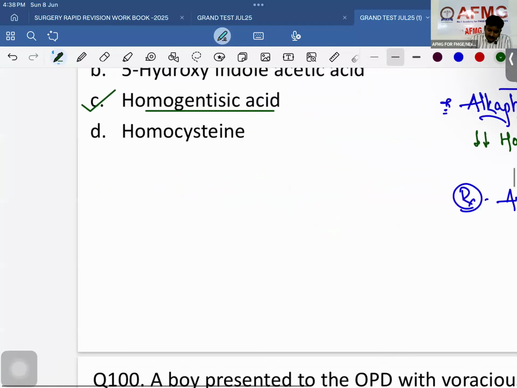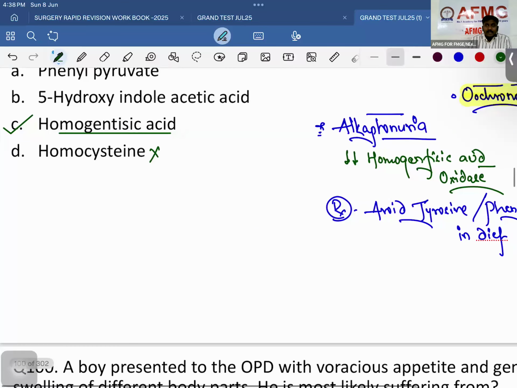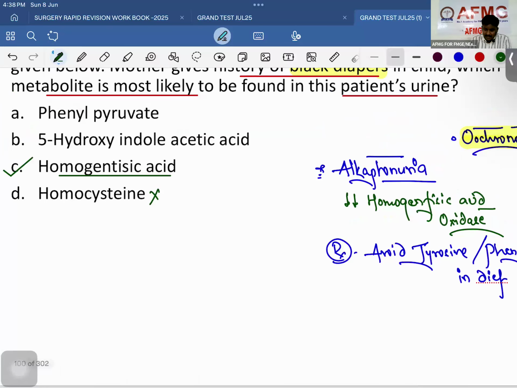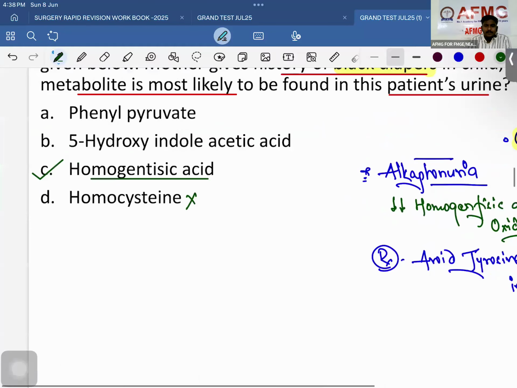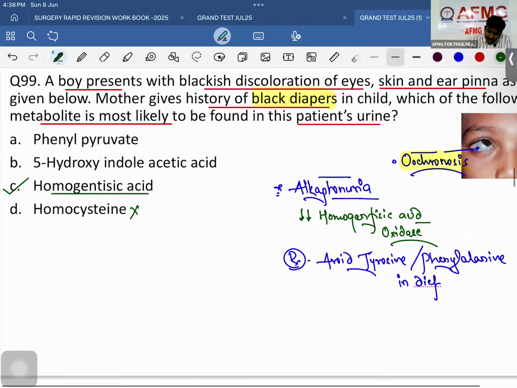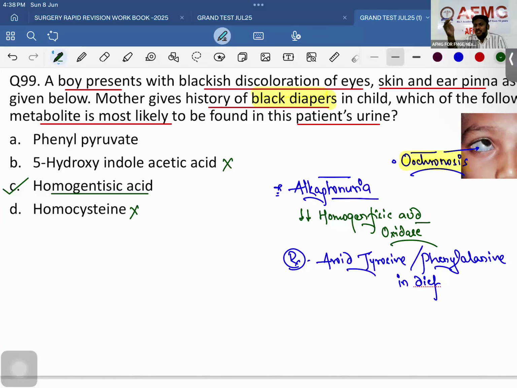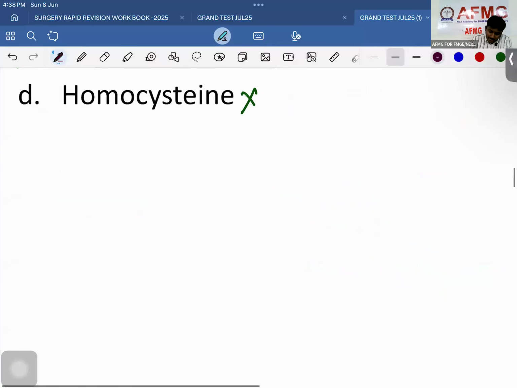Okay? Definitely homocysteine will be excreted out in patients of homocystinuria, which happens due to B6, B9 or B12 deficiency. 5-HIAA, hydroxyindoleacetic acid, will be excreted out in patients suffering from any neuroendocrine tumor like carcinoids or medullary thyroid cancer or small cell carcinoma, any of them. Okay? Phenylpyruvate will be excreted out in patients of PKU. What is PKU? Phenylketonuria.